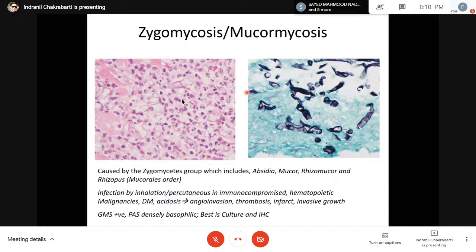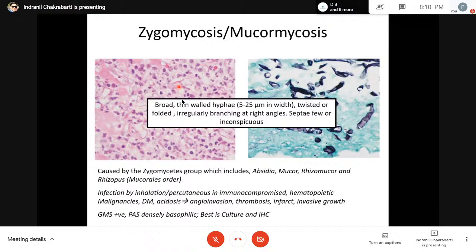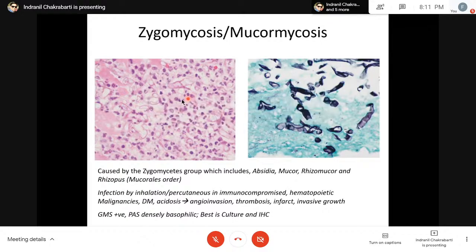Just like aspergillosis, we can also look at mucormycosis. You can see these broad thin-walled hyphae, which are twisted and folded. They are much broader compared to Aspergillus. You can see the branching is at right angles. So in Aspergillus, we have 45 degree branching, while in Mucor, we have irregular branching, often at right angles. There are twisted forms, and they are often mixed with a neutrophilic infiltrate.